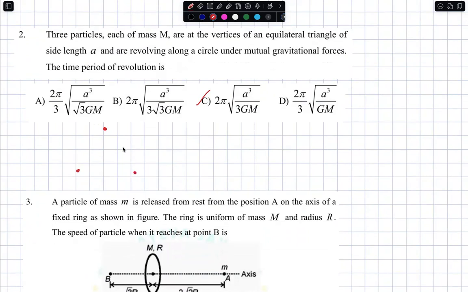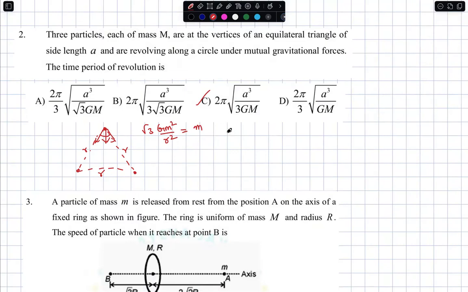Second question, 3 particles each of mass capital M are at the vertices of an equilateral triangle. Remember, the resultant force is, well, see, please try to understand. This is some distance r, some distance r, some distance r. This is going to be root 3 times GM square by r square. That is the resultant force, because this angle is 60. In each case, the gravitational pull is GM square by r square, and the angle is 60. So the resultant is root 3 GM square by r square. And this supplies the necessary centripetal force.